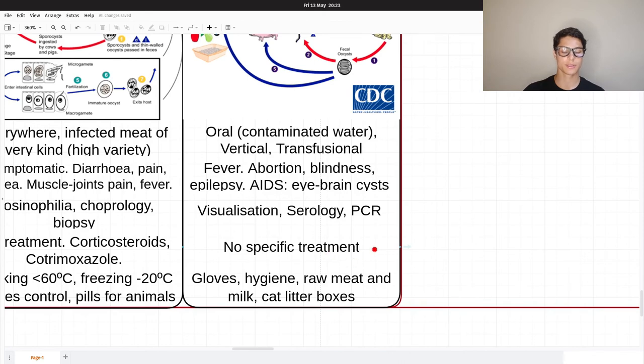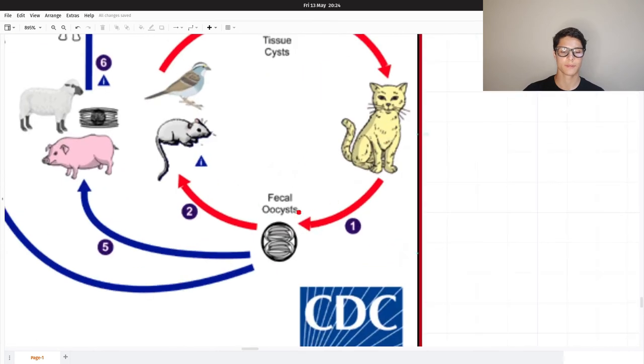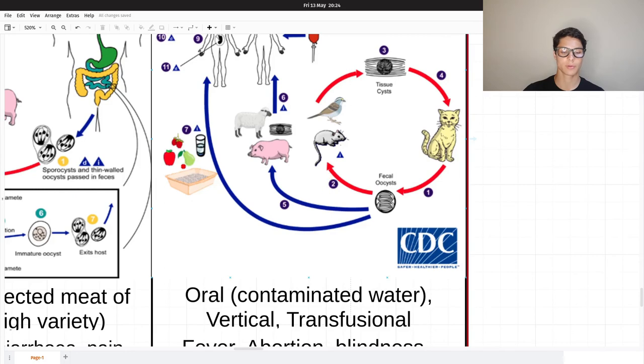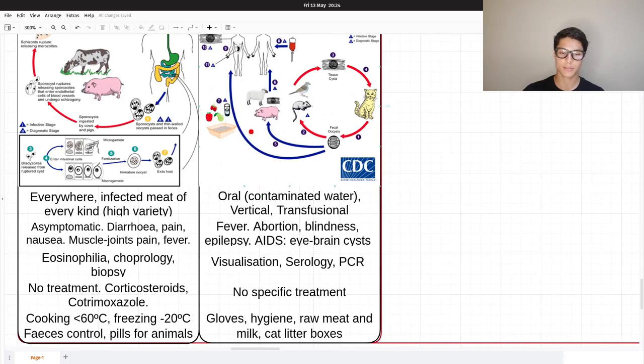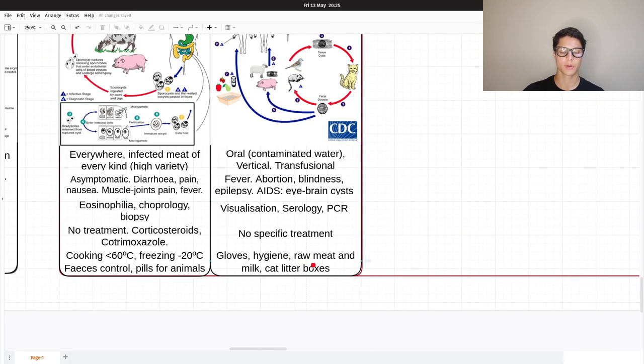There is no specific treatment for this, unfortunately, so the recommendations, the prophylaxis, are to use gloves, hygiene, and be careful of raw meat and milk, and the cat litter boxes, because they come from the feces of cats, and if we have a cat and we don't have good hygiene with the litter, well, we will have a chance of getting Toxoplasma gondii. And pregnant women are recommended not to eat raw meat or milk, because they are more at risk than other people, especially if they haven't had Toxoplasma before in their lives and they catch it for the first time during pregnancy.